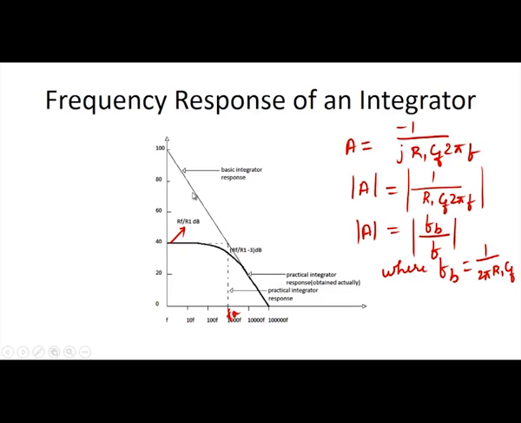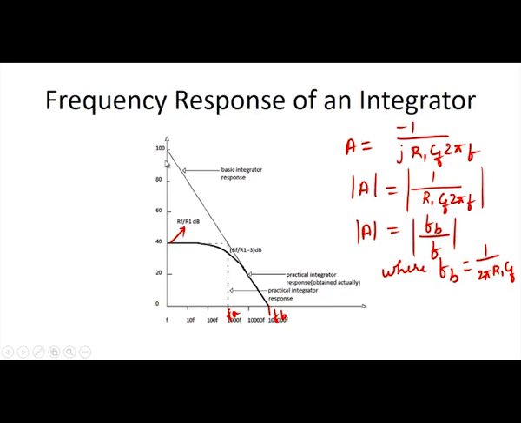And this line shows the basic integrator response. We know that F is equal to 0 in this equation gives the gain of the integrator as infinity, but practically you will get a saturated value. So, this is marked here for F is equal to 0. And if this is FB, and these two frequencies are equal, then you will be getting the value as 1. If you calculate in dB, it is 0 dB in this case.